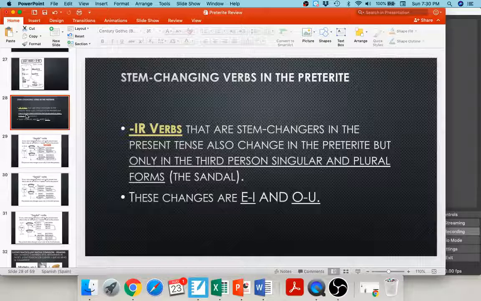So if it was an IR verb that had a stem change in the present, it's still going to stem change, but only in the sandal. If it was an AR or an ER verb that had a stem change in the present, it does not have a stem change in the preterite. So make sure you're remembering that. It's only these IR verbs.